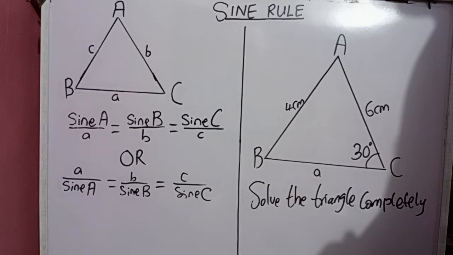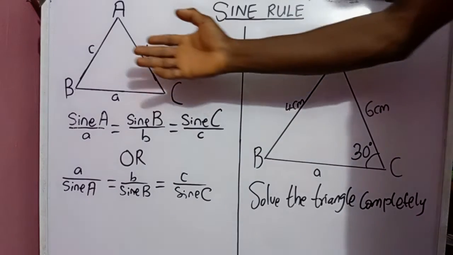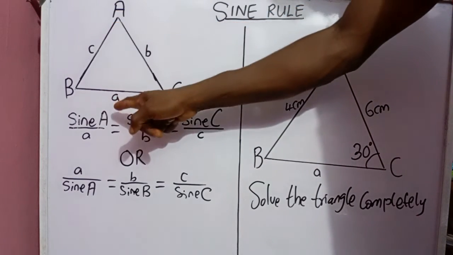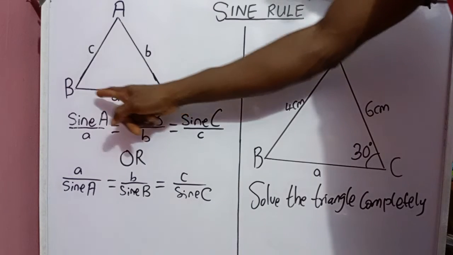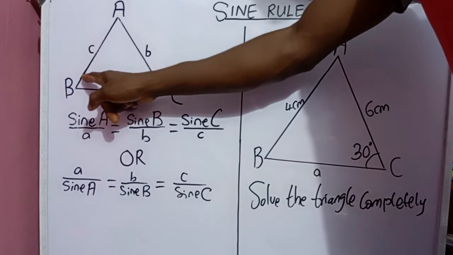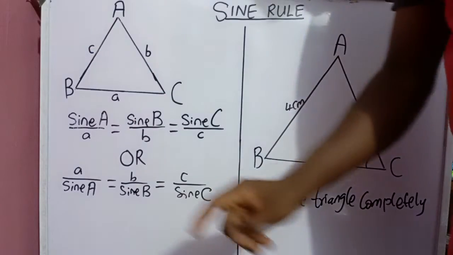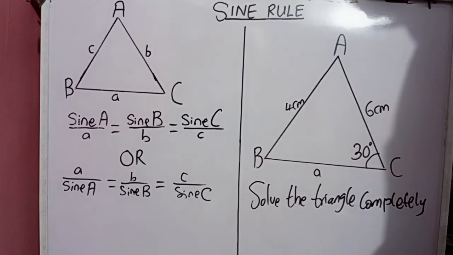But the capital letters are used to identify the angles, while the small letters are used to identify the sides of that particular triangle. As you can see from this, the opposite of angle A is small letter a. The opposite of angle B is small letter b. The opposite of angle C is small letter c. That is exactly how it's identified in sine or cosine rule.